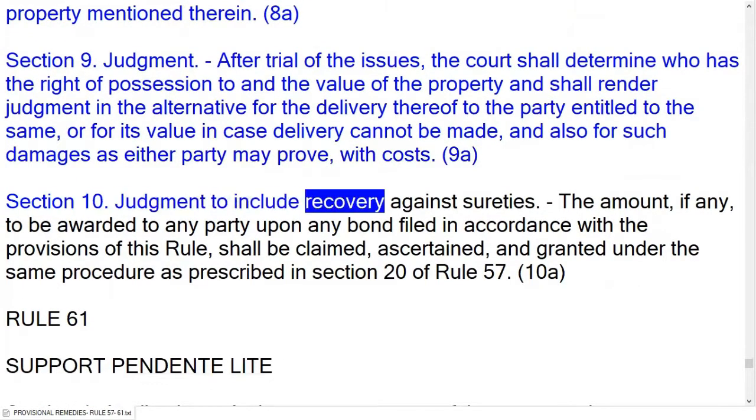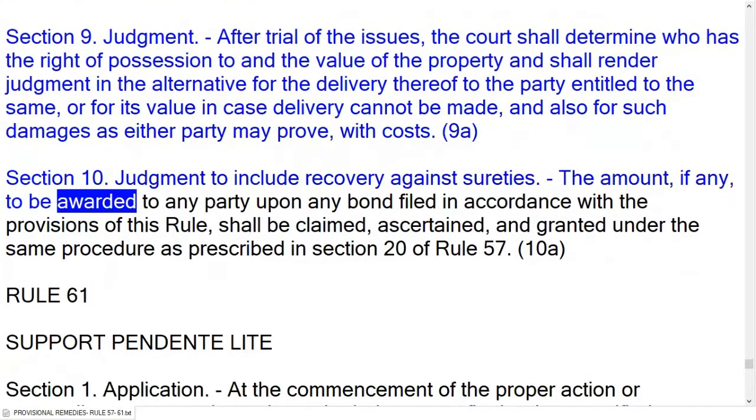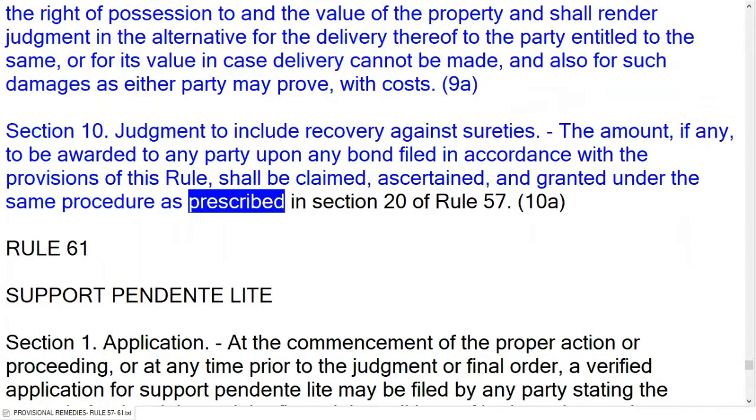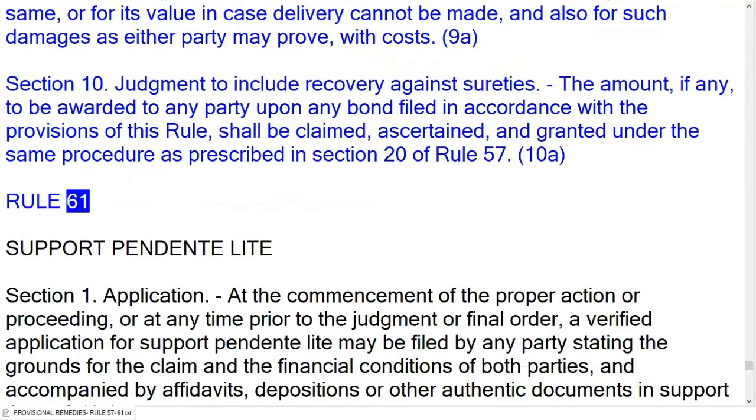Section 10. Judgment to include recovery against sureties. The amount, if any, to be awarded to any party upon any bond filed in accordance with the provisions of this rule, shall be claimed, ascertained, and granted under the same procedure as prescribed in Section 20 of Rule 57.